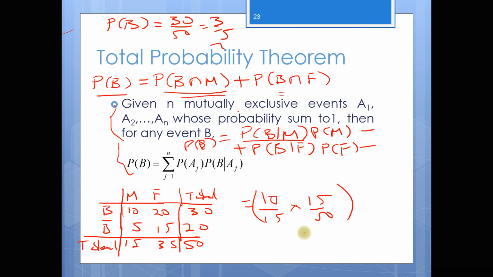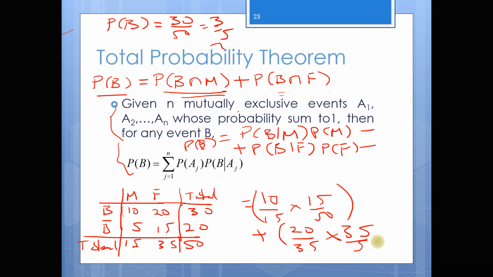And then what do you need to do? You need to add the same thing, the probability of a student wearing black given she is a female. So it is 20 out of 35. 20 wearing black given she is a female. How many female we have? 35. Multiplied by the probability of a female. How many female you've got?